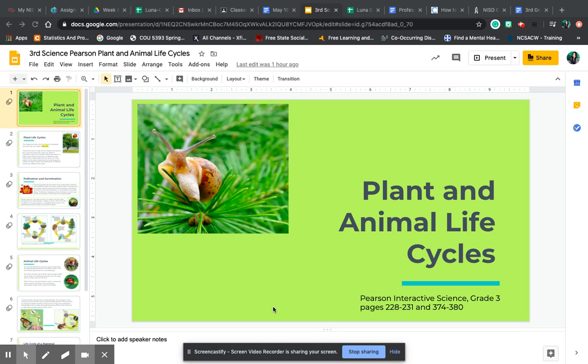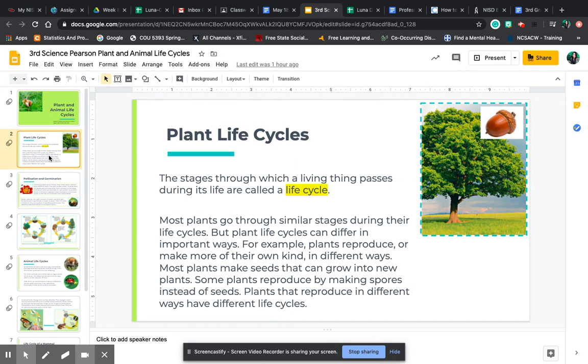Hi guys, this week we're learning about plant and animal life cycles. So we are going to start with plant life cycles. The stages through which a living thing passes during its life are called a life cycle. Most plants go through similar stages during their life cycles, but plants' life cycles can differ in important ways. For example, plants reproduce, or make more of their own kind, in different ways.